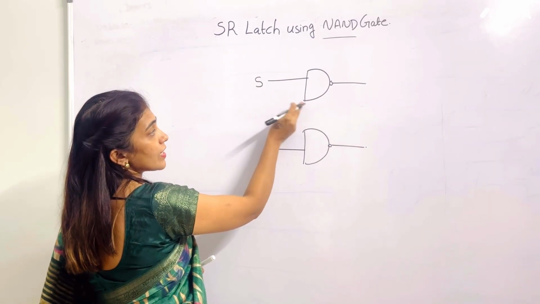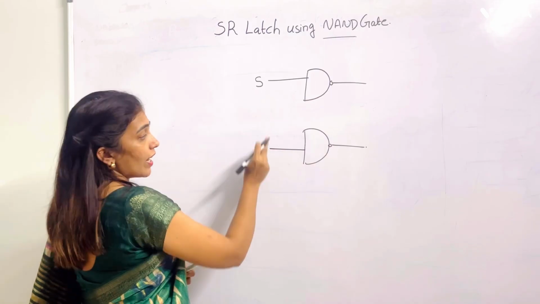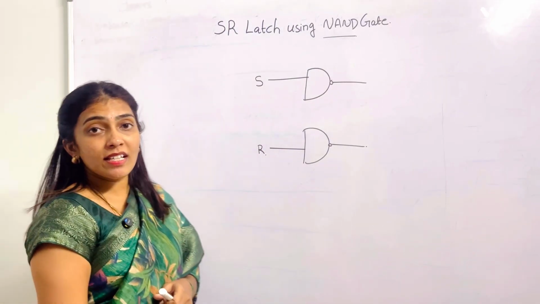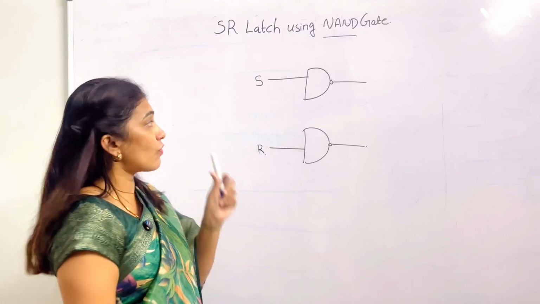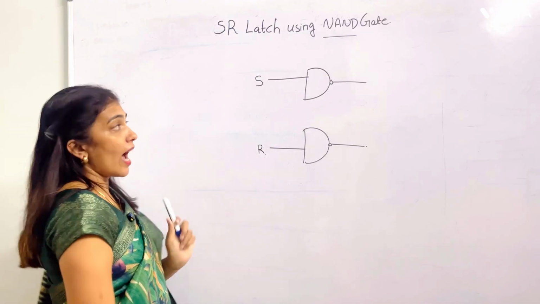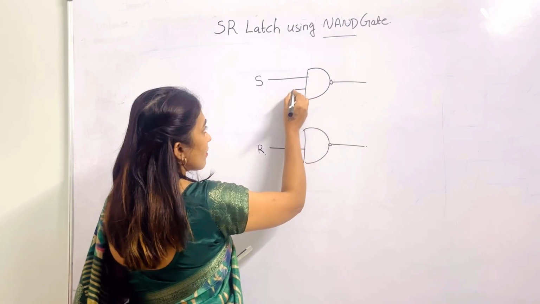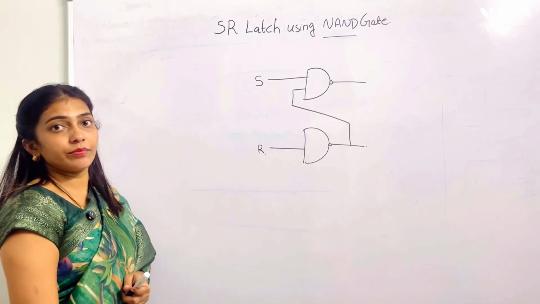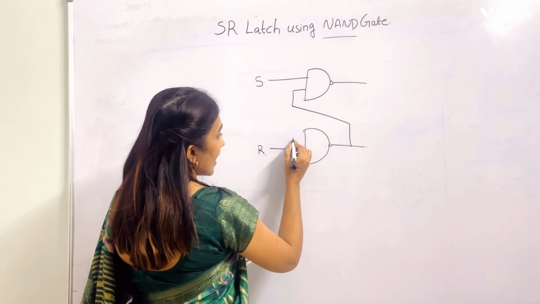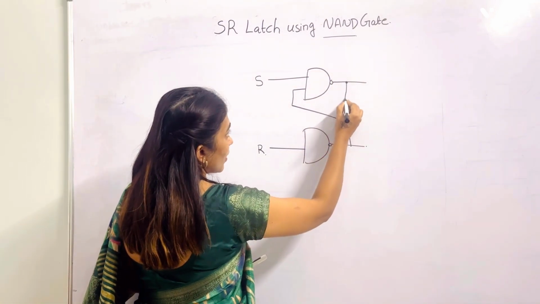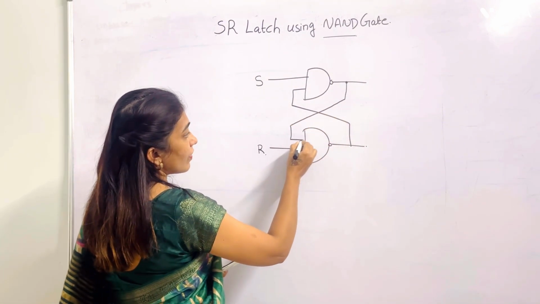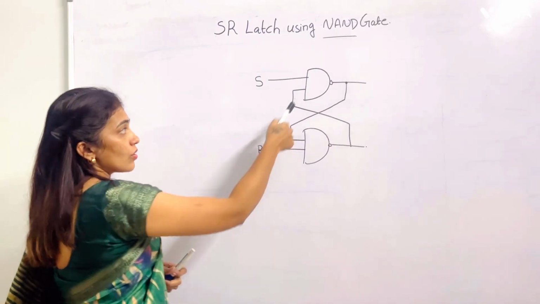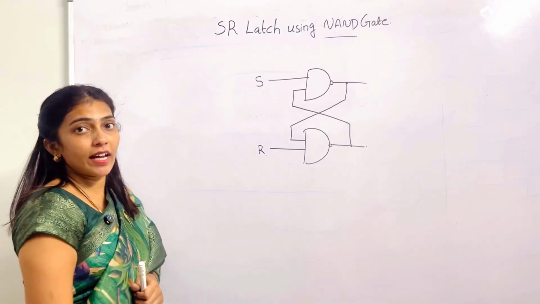One input of the first NAND gate is S. One input of the second NAND gate is R. A NAND gate has two inputs, so one input is already given, and the second input is from the output of the second NAND gate. For the second gate, the input is from the first NAND gate output.